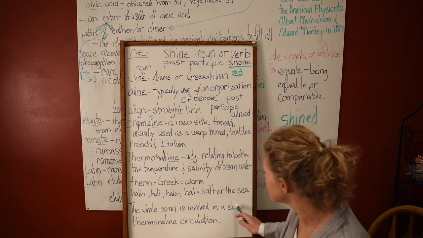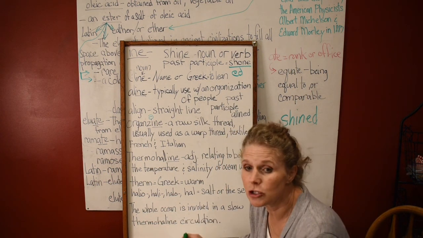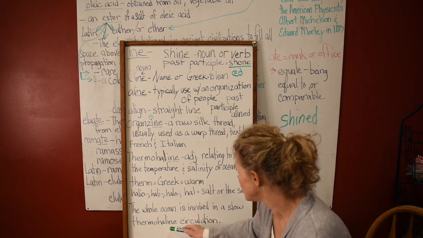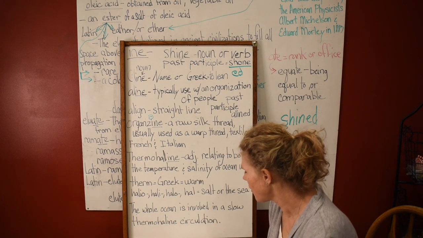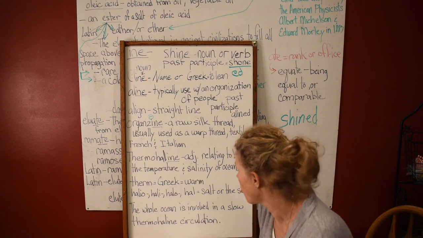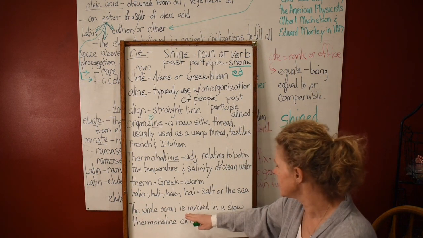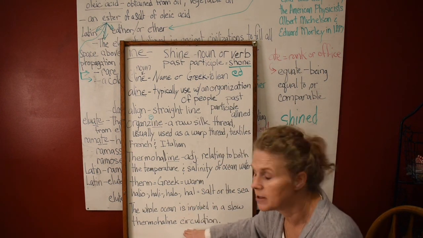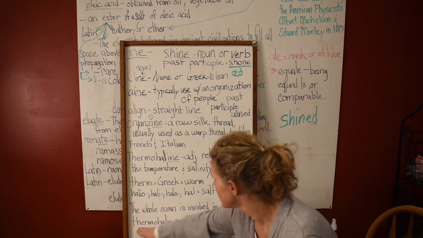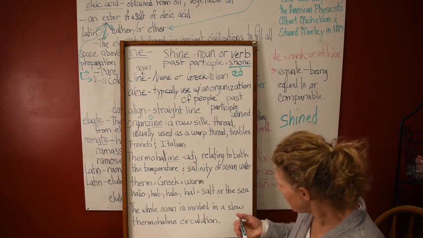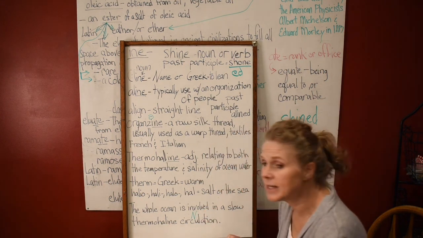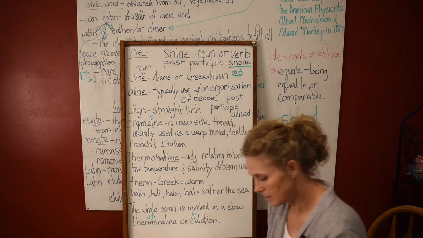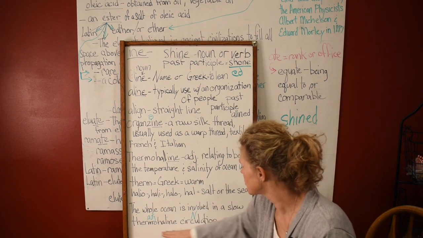I really liked this as an actual example of how to use the word thermohaline as an adjective. I got this off of the dictionary site, Cambridge.org. The whole ocean is involved in a slow thermohaline circulation. See how you're using this to describe circulation? This right here is a noun, and this is your adjective. Do you see that? It's describing circulation.